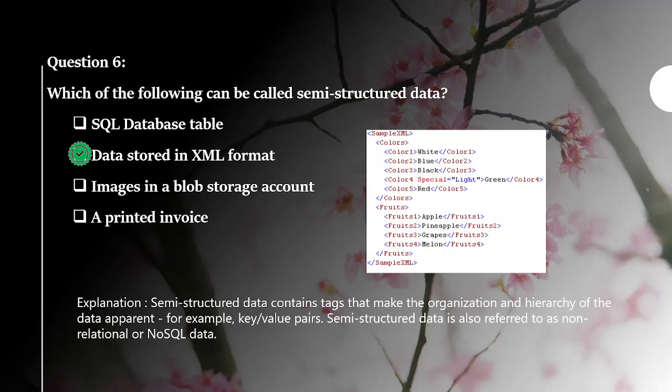So our answer is the second one, but you have to remember this one also. SQL table is a relational one. This is non-relational, and images in the blob here, that one is the non-relational database or non-structured database.